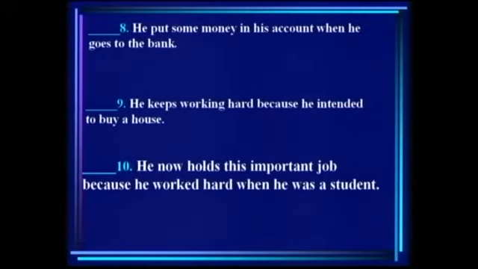because he worked hard when he was a student. طيب أنا عندي هنا 3 أفعال. He worked hard when he was a student. He's not a student anymore. He's working now. طيب He now holds this important job. عنده الوظيفة الكويسة دي دلوقتي.